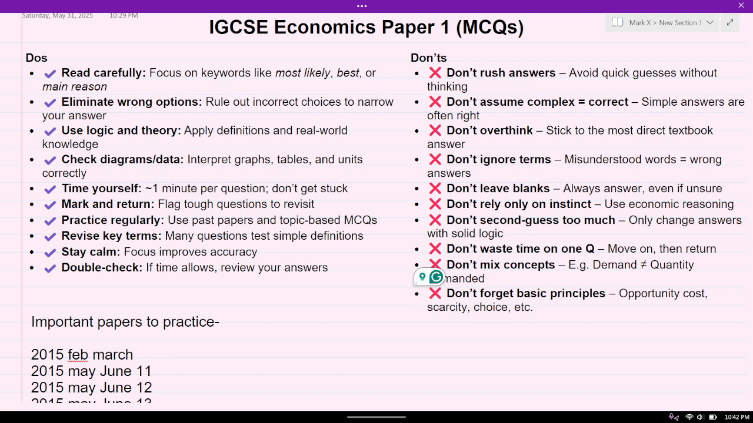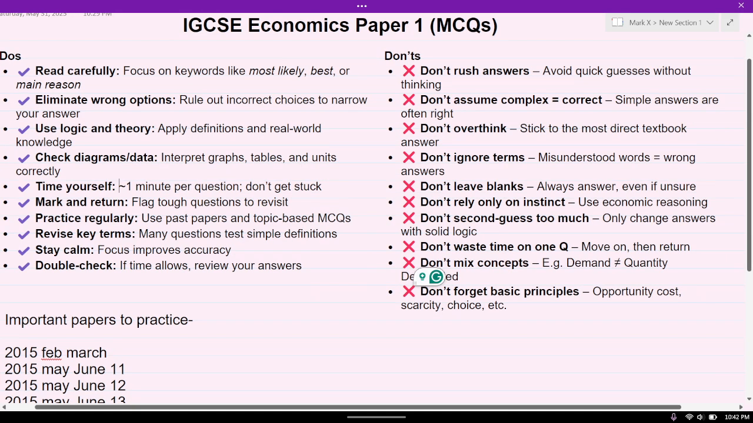Double check. If you have time, go over all your MCQs or all the answers that you have ticked. Make sure that you have ticked well. Make sure you haven't ticked the wrong option for the wrong question. Okay. Now, what you're not supposed to do is don't rush into answers. Don't just glimpse through the question and then select the answer. Read it well, don't guess, and select it correctly.